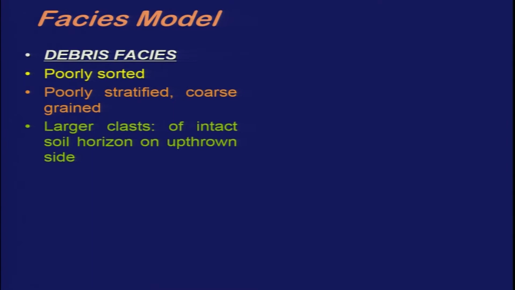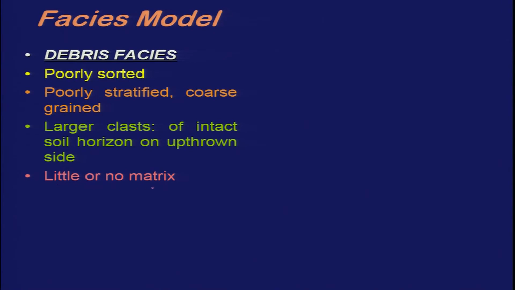So in the facies model, comparing the debris facies, they will be poorly sorted, poorly stratified, coarse-grained material, with larger clasts of intact soil horizon from the upthrown side. From the scarp you will have the intact soil horizon, so larger clasts or larger blocks come and get deposited in the form of debris deposit. As you saw in the previous slide, the debris facies or debris slope sits very close to the scarp.